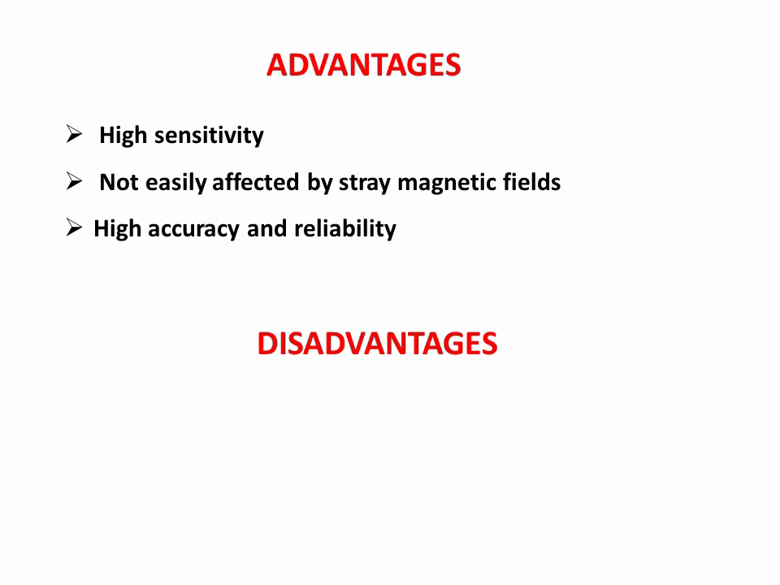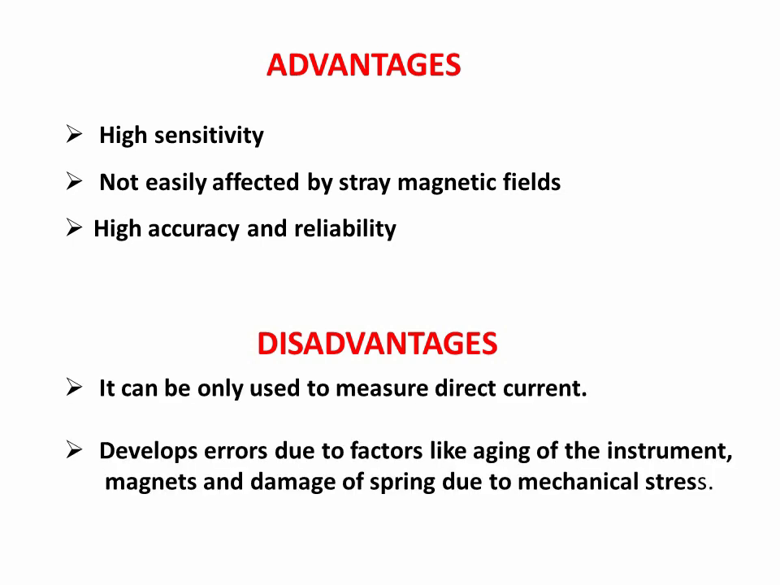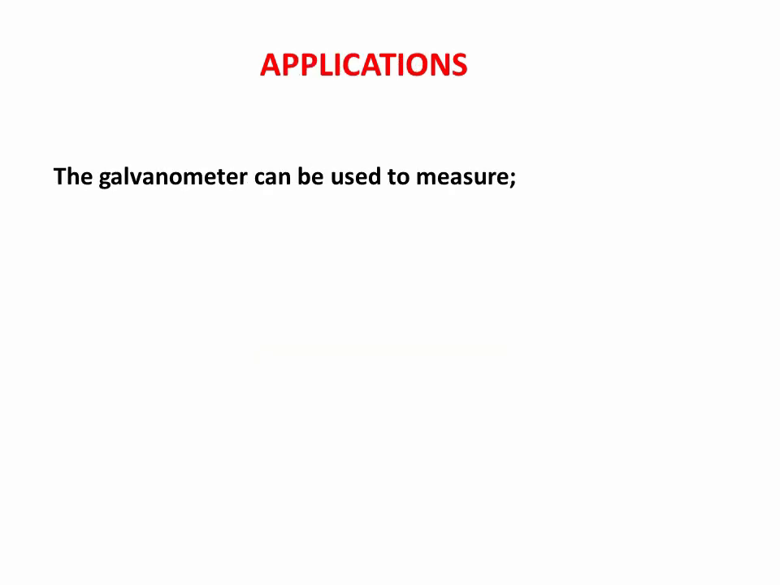Then we will see what are the disadvantages of moving coil galvanometer. It can only be used to measure direct current. It develops errors due to factors like aging of the instrument, aging of magnets, and damage of the spring due to mechanical stress. Next, applications of moving coil galvanometer.